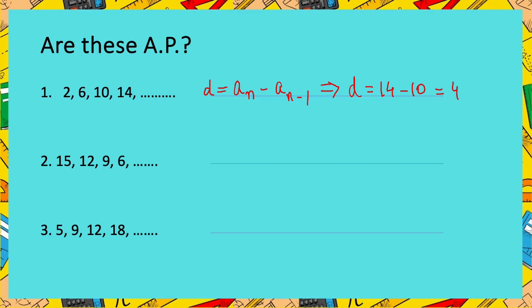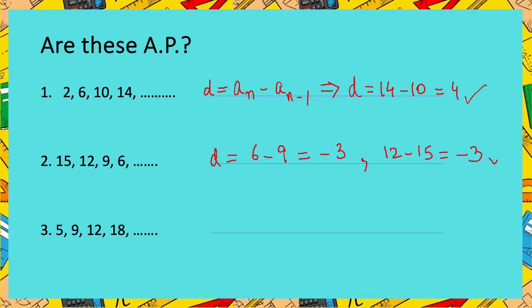Let us look at the second one. Now if I calculate the common difference, the common difference between 6 and 9 is -3. And you can take any other two terms here as well. Let's say I take 12 and 15. Then also the common difference here is -3. So because the common difference remains the same, this series also qualifies as an AP.